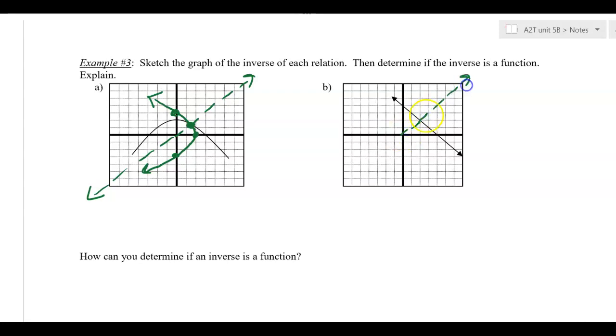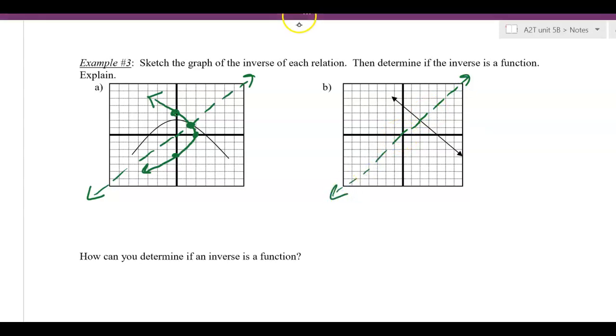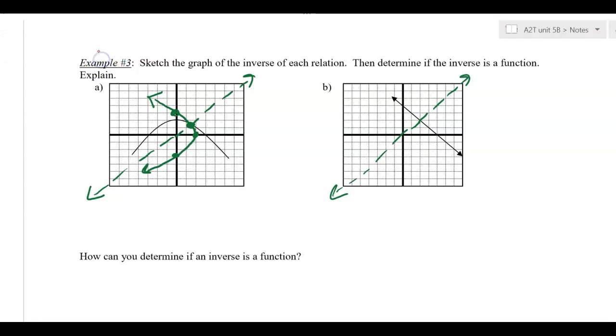So if we look at this one, if I go to draw the inverse, this point's going to stay. And then see how it has the point (3, 1)? Then we expect the point (1, 3). And then see how it has the point (0, 4) on the original? Then we expect (4, 0). So in this case, the inverse ends up right on top of the actual line because it was already a reflection over the line y = x.